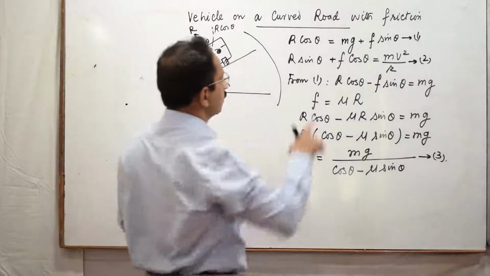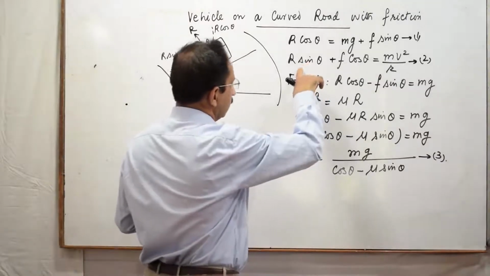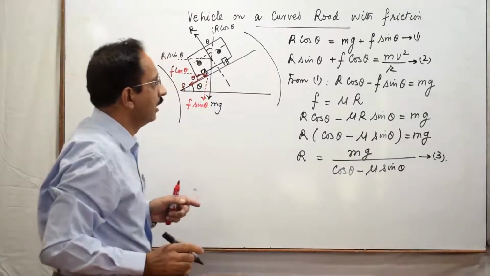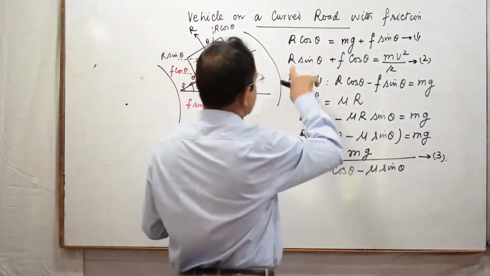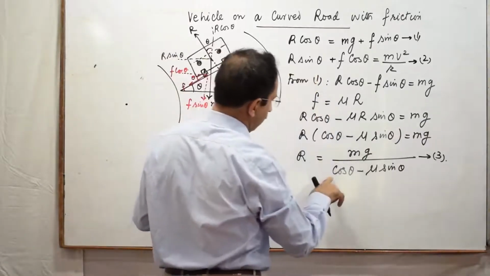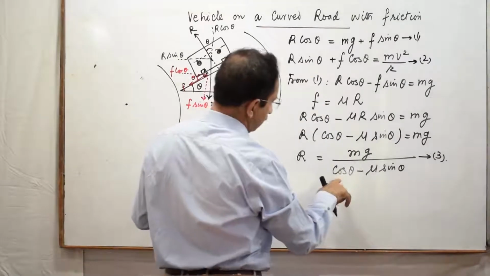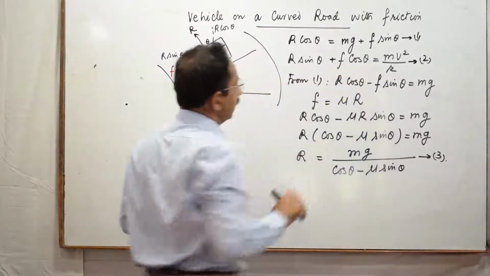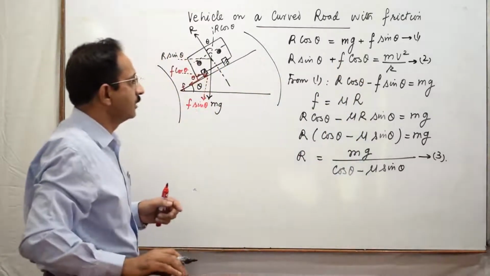Now you can go back to equation 2. In equation 2, we would like to see what is the value of R. So I will put in place of R, mg divided by cos theta minus mu sin theta, and you can retain the rest of the terms as such.